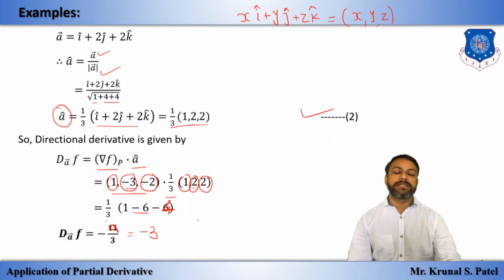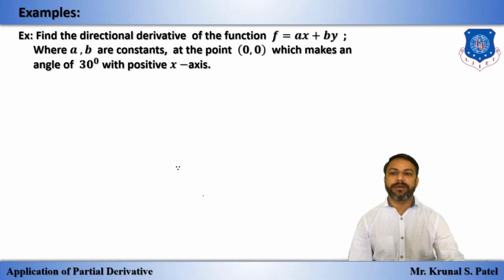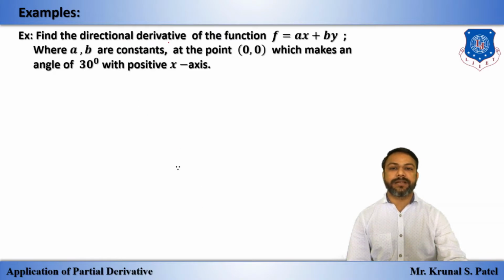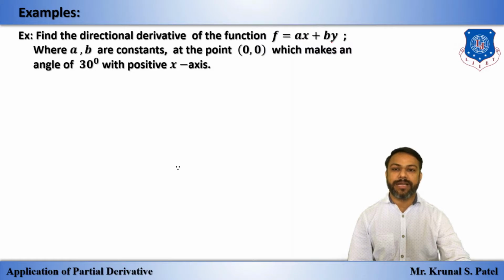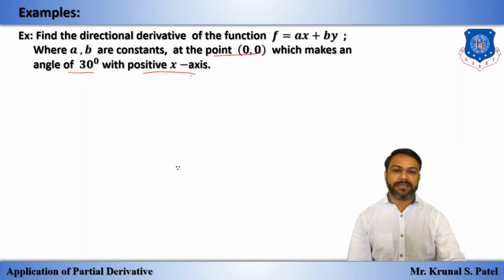Okay, so this is the example of directional derivative. In the same way, we have one more example. Find the directional derivative of the function f equal to ax plus by, where a and b are constants, at point 0, 0, in the direction which makes an angle of 30 degrees with the positive x-axis. Okay, so this is our direction.